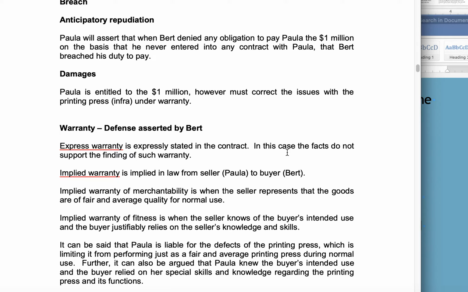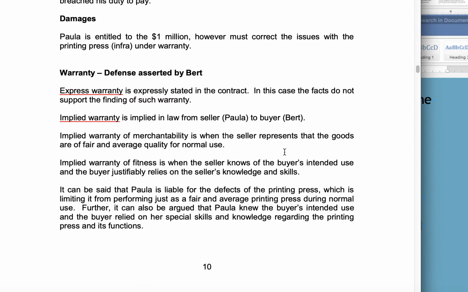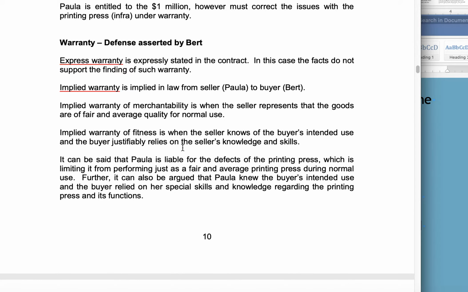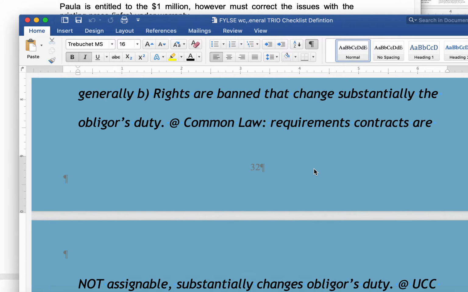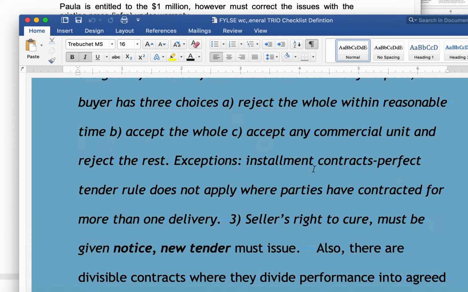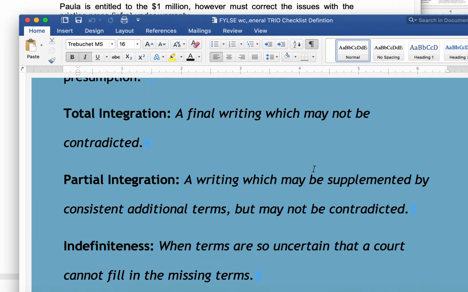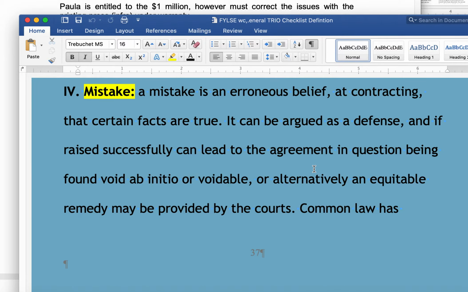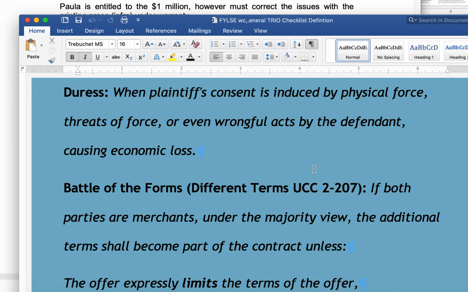Express is when it's explicitly stated in the contract. It wasn't stated. And then it's warranty of fitness. Now, if you look over here, I actually put definitions below the contract part, but I'm going to finish tweaking it and then redo it. These are defenses.